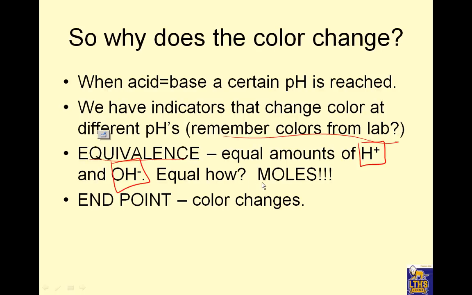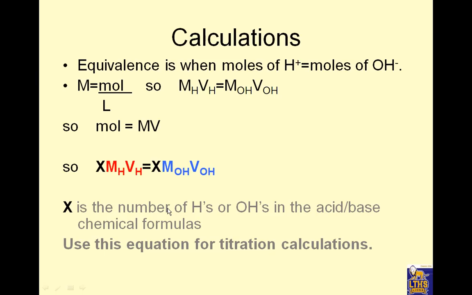And how do we know they're equal? Because when the moles of H plus and OH minus come together to make water and neutralize, that means they have equal moles. The equivalence point is when those things are equal. The end point is what you see as a color change. Equivalence is when that happens. End point is a color change.